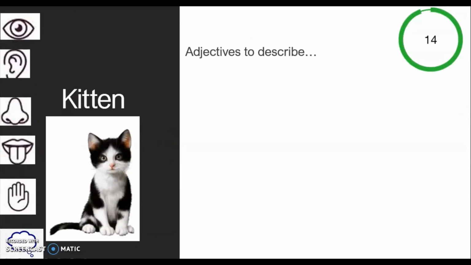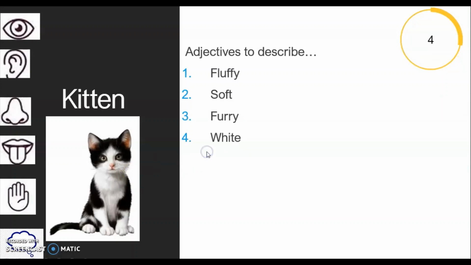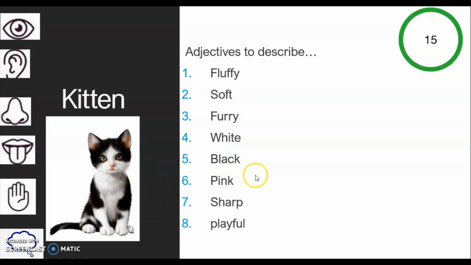So here's an example. Oh, my 15 seconds is going. Using my senses, let's see. I could say a kitten is fluffy, soft, furry, white, black, pink nose, sharp claws, and playful. Whew, okay, didn't quite beat time that first time around. So that's just an example.